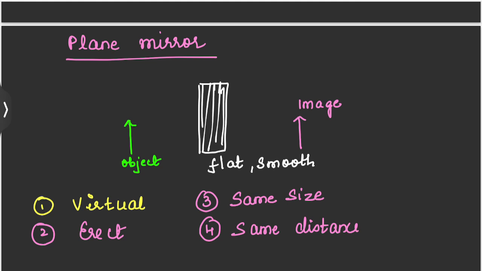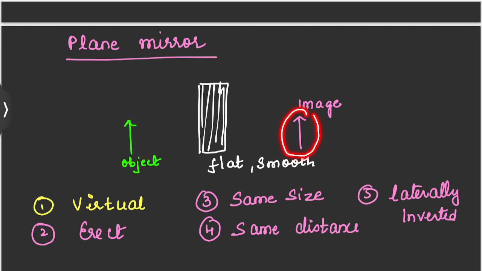Next, the last point is that the image is laterally inverted. Laterally inverted means, suppose here the object is there, the boy is present here. He will lift his right hand. But in the image, it appears as though he is lifting his left hand. Here he is raising his right hand, but in the image it appears he is raising his left hand. So it is laterally inverted. If you raise your right side, it appears the image is raising the left side. That is the meaning of lateral inversion.